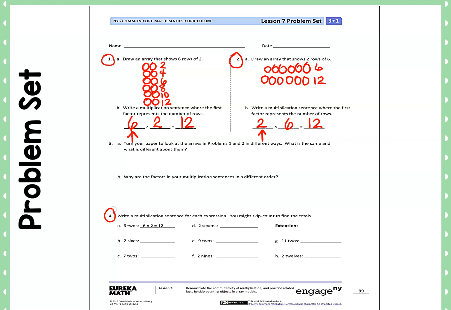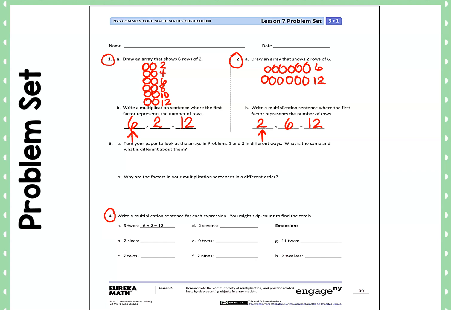It says, write a multiplication sentence for each expression. You might skip count to find the totals. So if we look at A, it says 6 2's. So that one they've already done for us. So 6 2's, the multiplication sentence would be 6 times 2 equals 12.